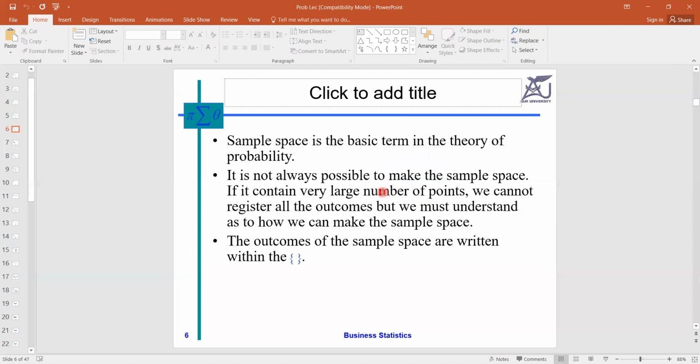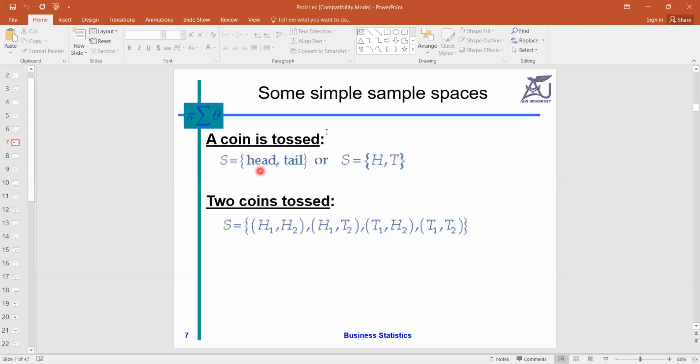Now let us see some examples of this sample space. If we have a coin and we want to toss it, it has two possible outcomes: head and tail. If we reserve the notation H for the head and T for the tail, then S for the sample space, and we close the elements in curly braces with H, T. So this is our coin tossing experiment sample space.